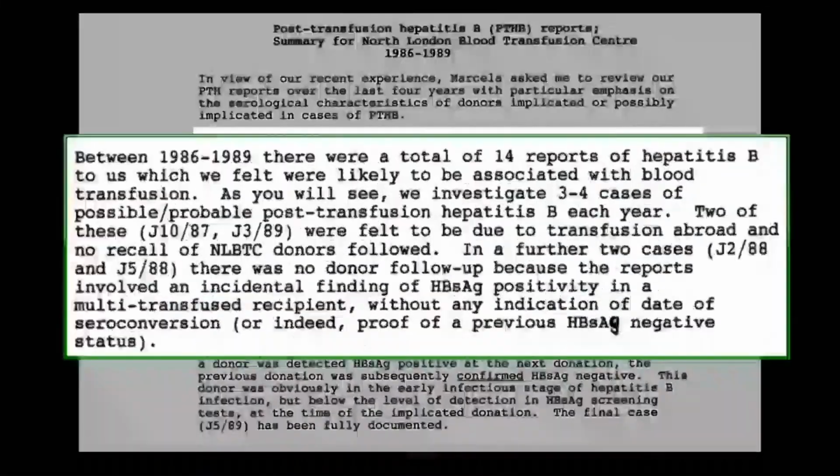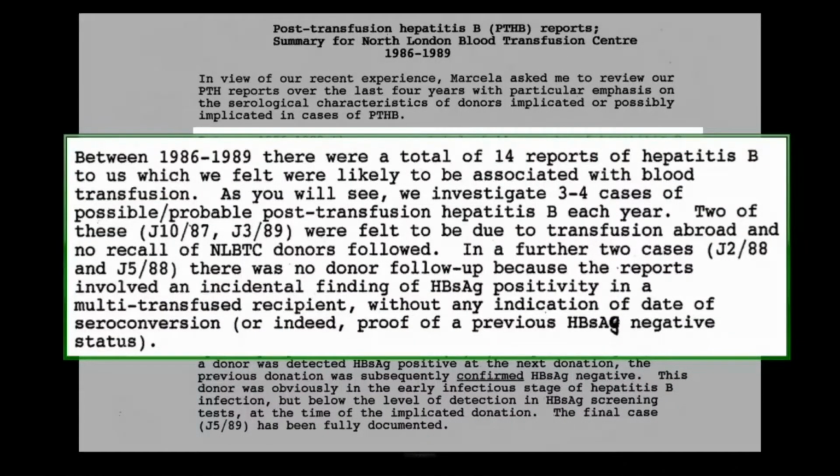The document is NHBT 3030770, please. It's a report she made to Dr. Gunson. And if we pick up at the second paragraph, please. Between 1986 to 1989, there were a total of 14 reports of hepatitis B to us, which we felt were likely to be associated with blood transfusion.